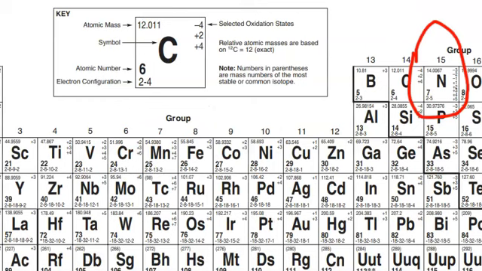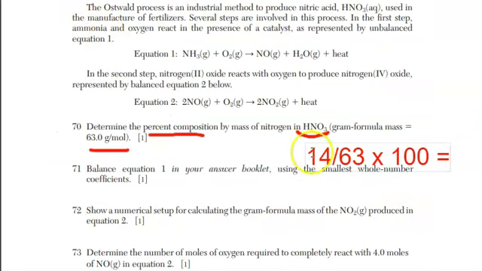Now, the question didn't ask anything about significant figures. Here is my atomic mass, 14.0067. We can round it then to 14 and use that in the equation. I set it up here. I actually typed it. You divide 14 by 63 times 100, and you're going to get 22%.